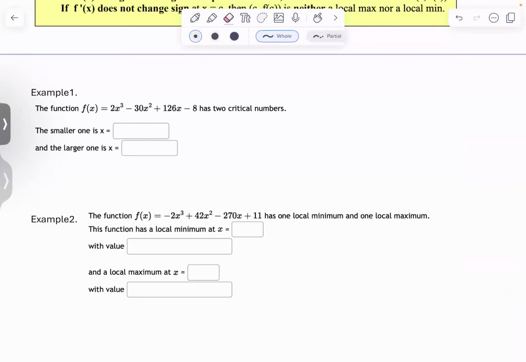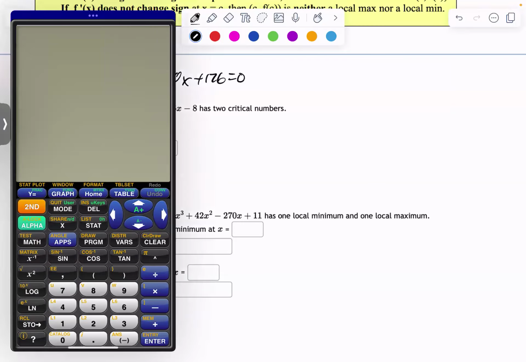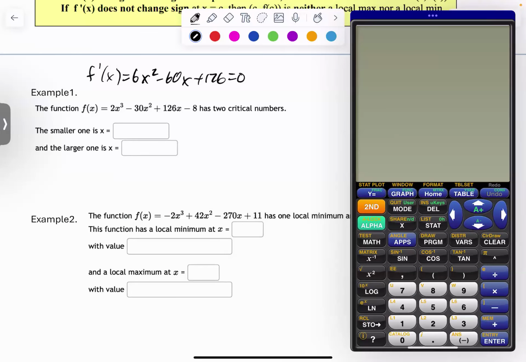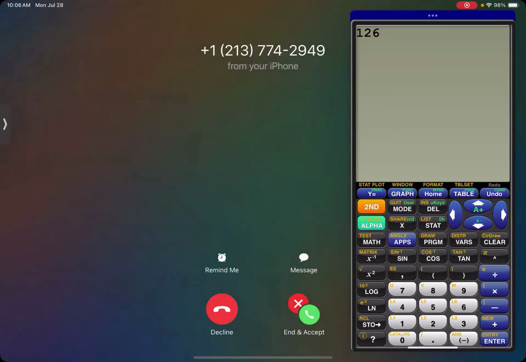So the function f of x equals 2x cubed minus 30x squared plus 126x minus 8 has two critical numbers, and we're going to find the critical numbers. So I'm going to take f prime, the derivative. That's going to give me 6x squared minus 60x plus 126. And I'm going to note that I think that all of those are divisible by 6. 6 and 60 certainly are, 126.